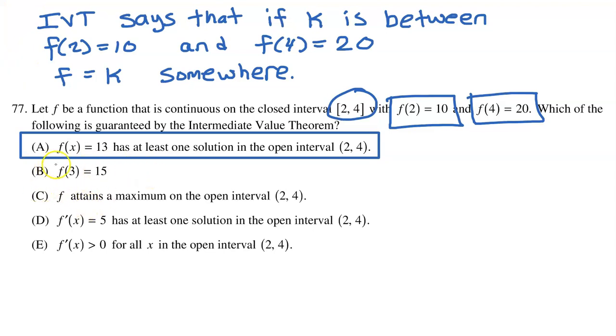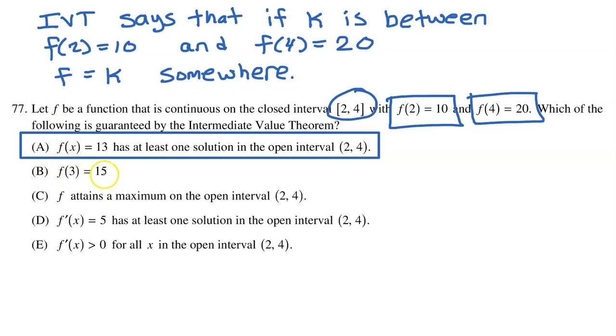The answer is A, which says f at x equals 13 has at least one solution in the open interval from 2 to 4. So notice, option A is mentioning this value between 10 and 20 and saying that the function will equal 13 somewhere on this interval.